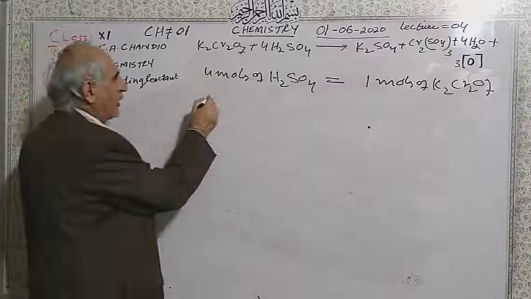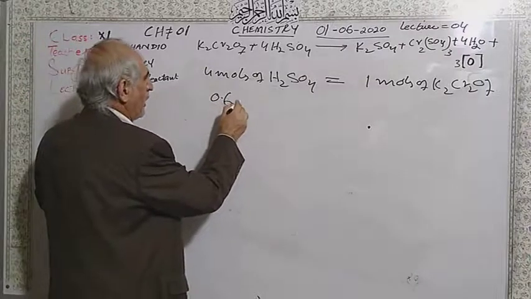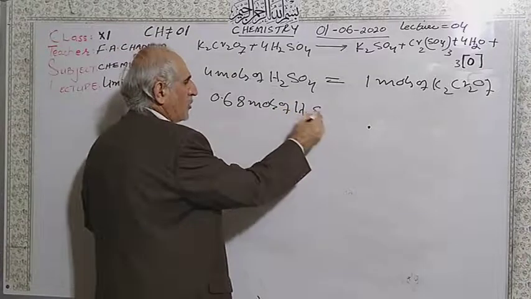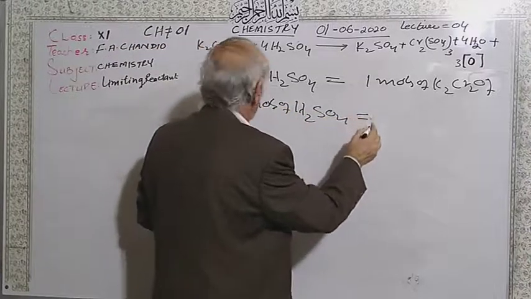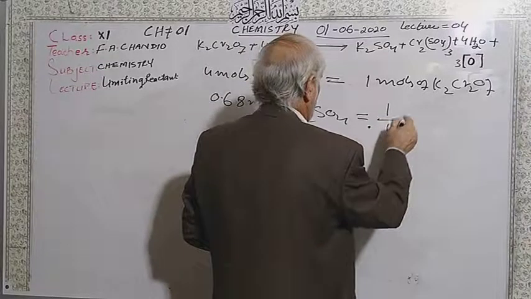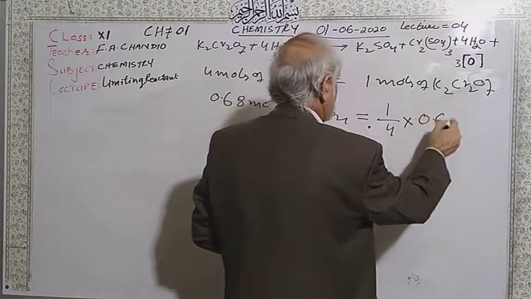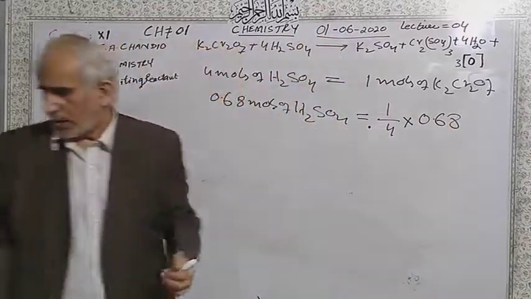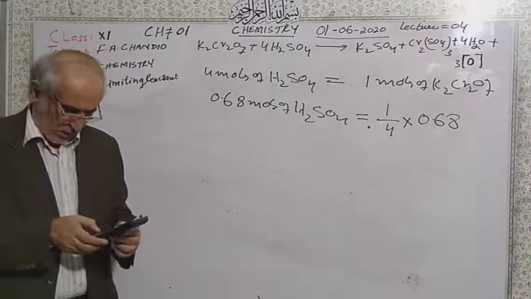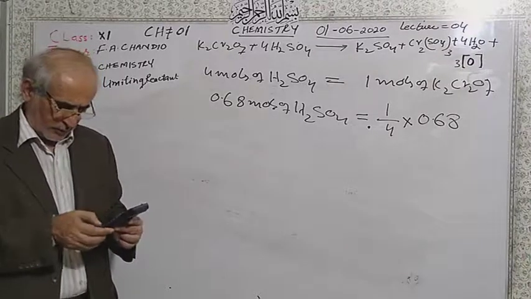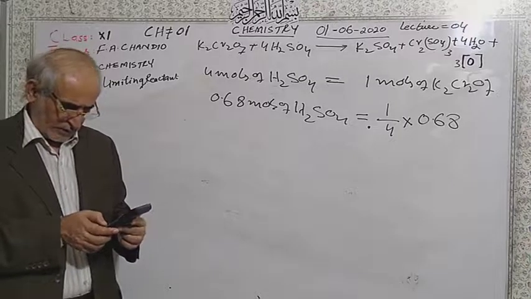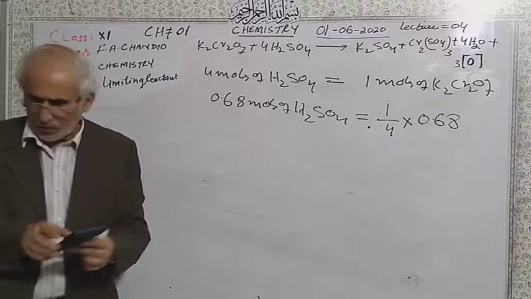So how many moles of sulfuric acid are there? 0.68. So for 0.68 moles of sulfuric acid, the moles of potassium dichromate will be 1/4 multiplied by 0.68. So the answer is 0.17.